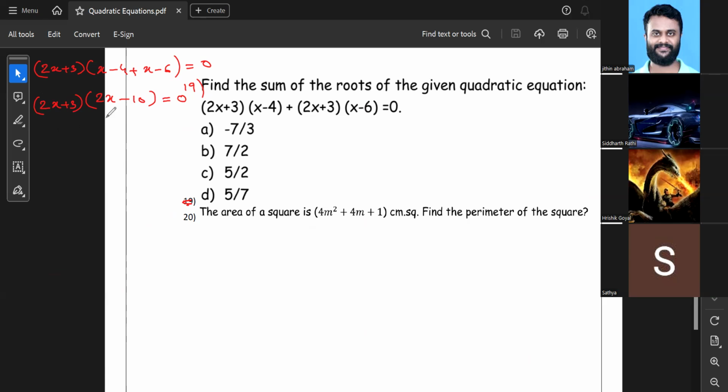Now when I multiply the numbers, 4x square minus 20x plus 6x gives you minus 14x minus 30 is equal to 0. When I take common and cancel, 2x square minus 7x minus 15 is equal to 0. So I have to find two roots, which when added should give me minus 7, which when multiplied should give me minus 30.